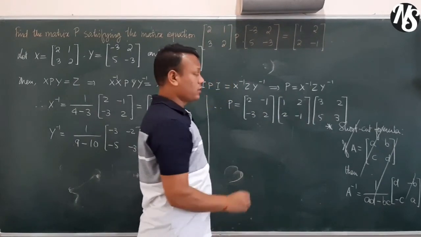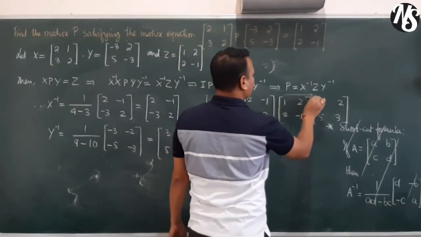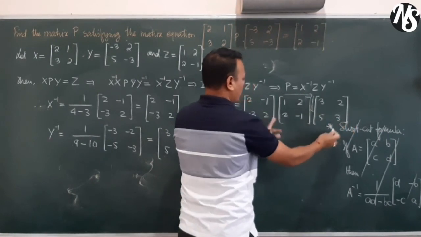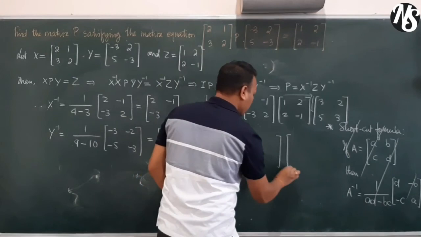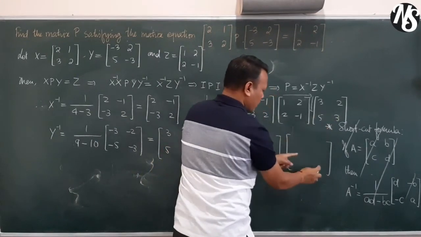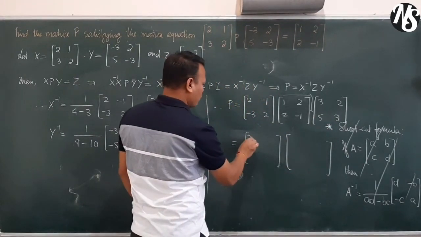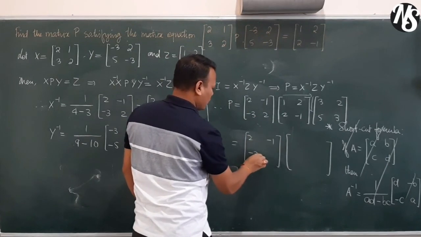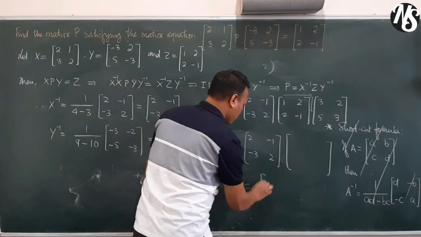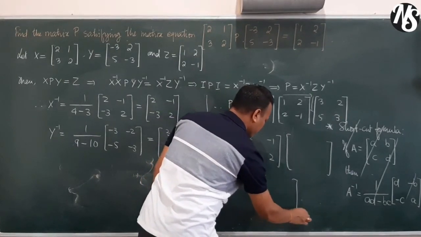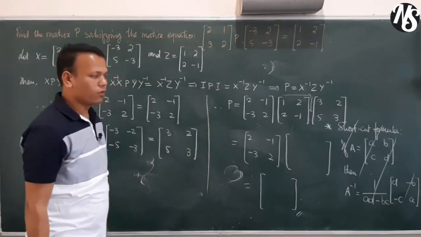Now always start your matrix multiplication this way. First multiply these two, and whatever you get when you multiply these two, that will come here, and we have 2, minus 1, minus 3, 2 here, isn't it? Okay, so after that multiply, and whatever you get, that becomes your final answer. That is the value of P.